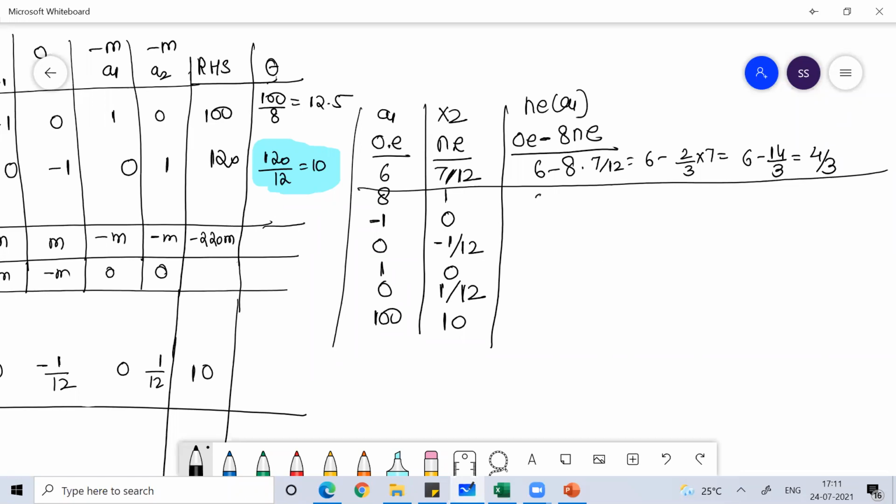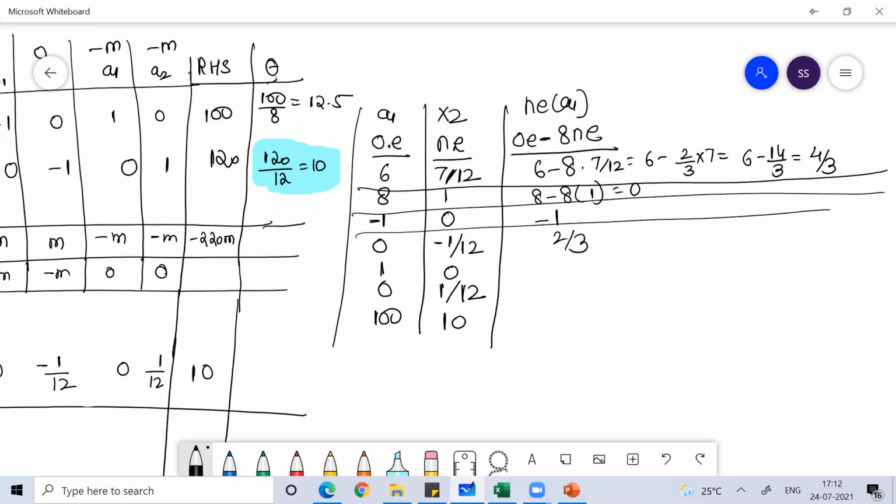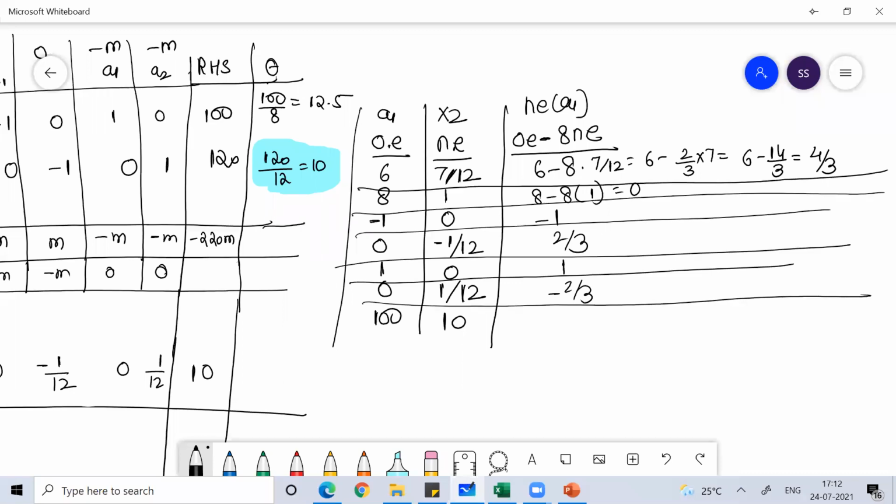This is 8 minus 8 into 1. This is 0. This is minus 1. This is 2 by 3. This is 1. This is minus 2 by 3. And this is 100 minus 8 into 10, 80. This is equal to 20.